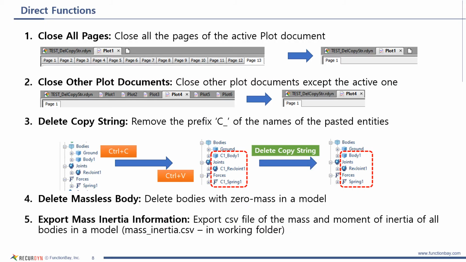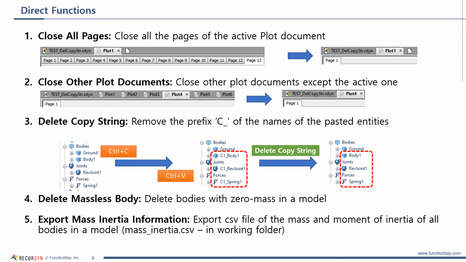The first feature is Close All Pages. This function allows you to delete all open plot pages during post-processing. And the second feature is Close Other Plot Documents. This function keeps only the currently active plot page and deletes the rest of them.